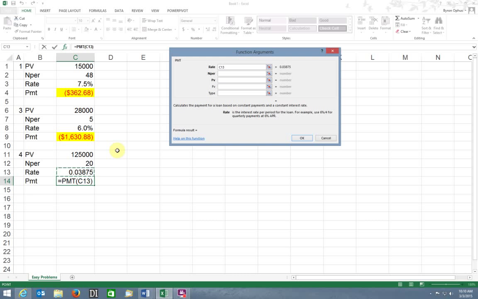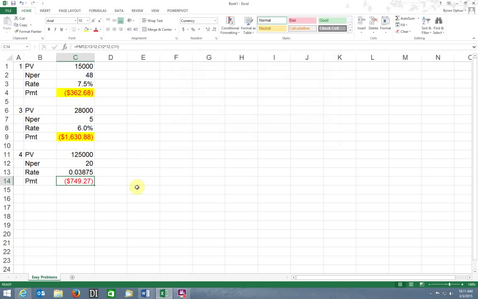Rate, boom. Oh, but my payments are monthly, so I need to divide that by 12. My number of periods, 20, but my payments are monthly, so I need to multiply that one by 12. Okay, and my present value is the $125,000. So my payment's going to be $749.27 per month for a $125,000 mortgage.